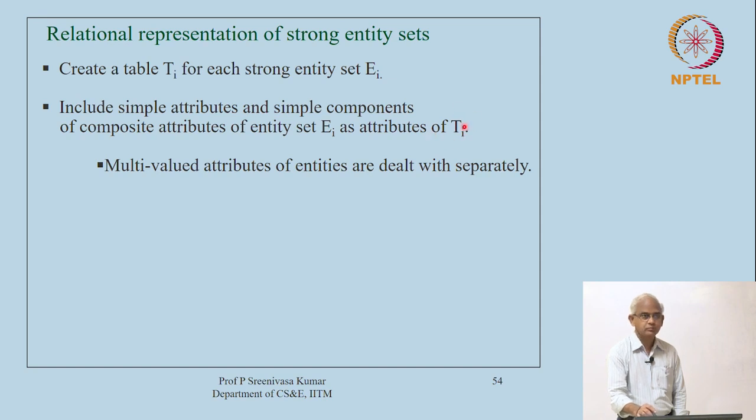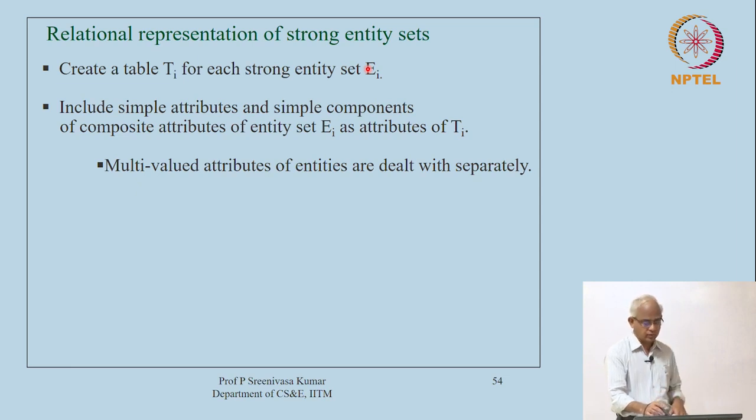table TI. Okay. One thing that we have to do is to handle the multi-valued attributes of these entities separately, and I will talk about how to handle multi-valued attributes. Right now we will ignore the multi-valued attributes of the entity set EI. Okay. We will take the simple attributes and composite attributes. Okay. For composite attributes, what we will do is pick up their simple components and then check whether they are simple or not, and then pick those up.